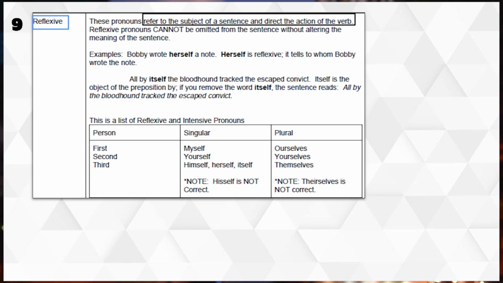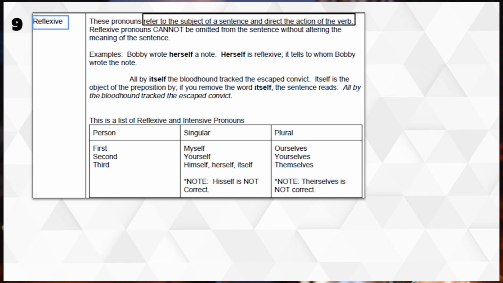Reflexive and intensive are tied together inextricably, and we'll discuss why. These pronouns refer to the subject of a sentence and direct the action of a verb. The difference between an intensive and a reflexive pronoun is that reflexive pronouns cannot be omitted or removed from the sentence without altering the meaning of the sentence. You can remove an intensive one, and if the sentence still makes sense, then you can tell that it's intensive. A reflexive one, if you remove it from the sentence, it's going to become a disaster.